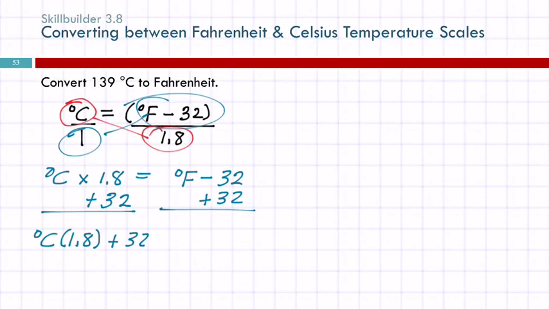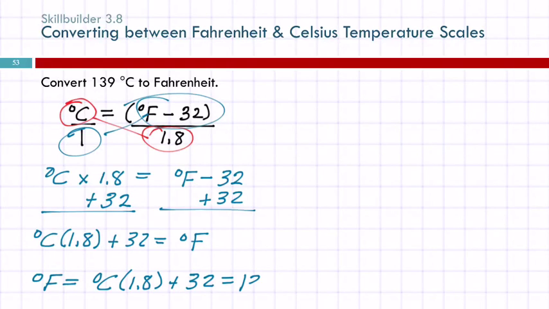Oh, that was poor planning. It's equal to Fahrenheit temperature. So the Fahrenheit temperature equals the Celsius temperature times 1.8, bless you, plus 32.